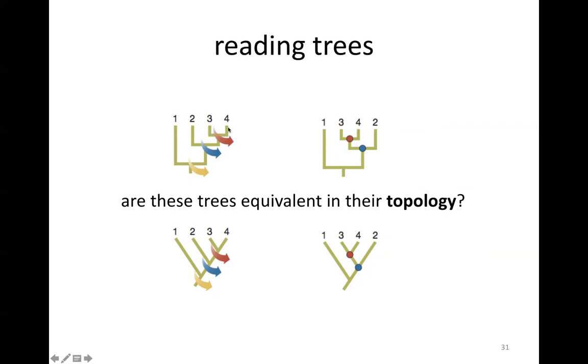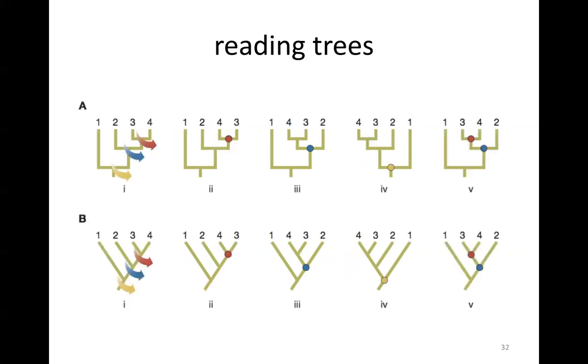And just flipping the branches, the order on the x-axis for this tree doesn't matter. The branching pattern matters. The order on the x-axis doesn't matter. 3 and 4, this branch bifurcation could be flipped. This could be flipped. This could be flipped. And all the resulting trees would be telling us the same story. These are all equivalent. In all these trees, 3 and 4 are together, and then comes 2, and then comes 1.